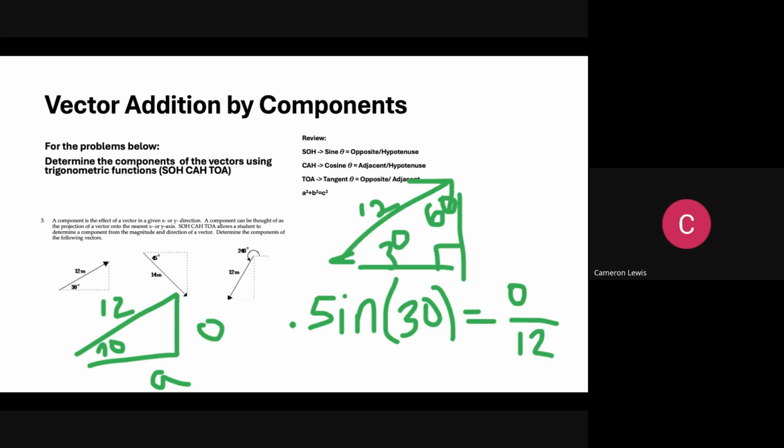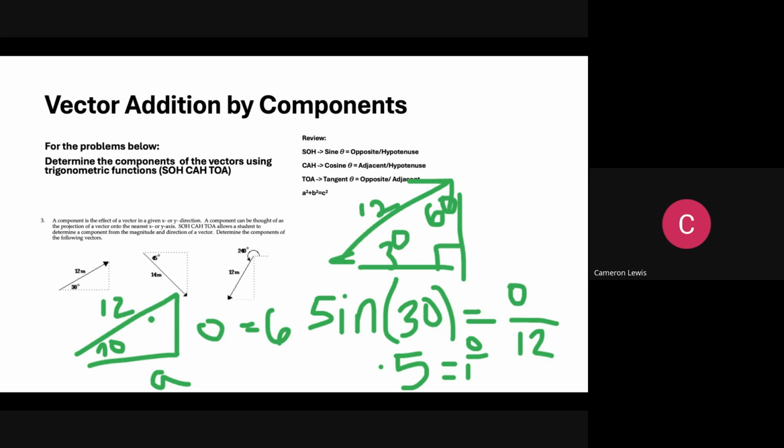Now, real quick, type in sine of 30 in your calculator. 0.5, right? So 0.5 equals opposite over 12. So therefore, the opposite should be how much? 6. 6, right? So we know this is going to end up being 6.